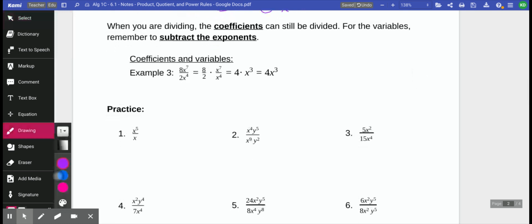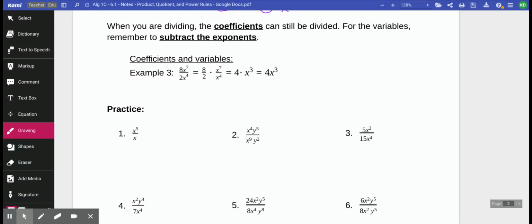Okay. The next thing we're going to talk about is coefficients, right? Coefficients can still be divided. They're divided the same way. Just like when we had coefficients in product rule, we'd still multiply them together. So here we're still going to divide them like normal.